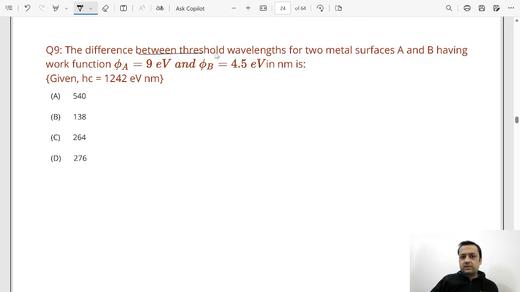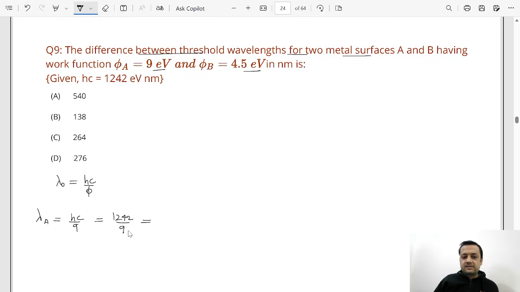The difference between the threshold wavelength for the two metal surfaces A and B, having work function 9 electron volt and 4.5 electron volt, is? For surface A, first let me tell you the formula for finding the threshold wavelength. Threshold wavelength lambda naught is equal to hc upon phi, and if you put phi in electron volt, then you will get lambda in nanometers. So for lambda A, that will be hc upon 9, and using the formula of 1242, this you can write as 1242 upon 9.